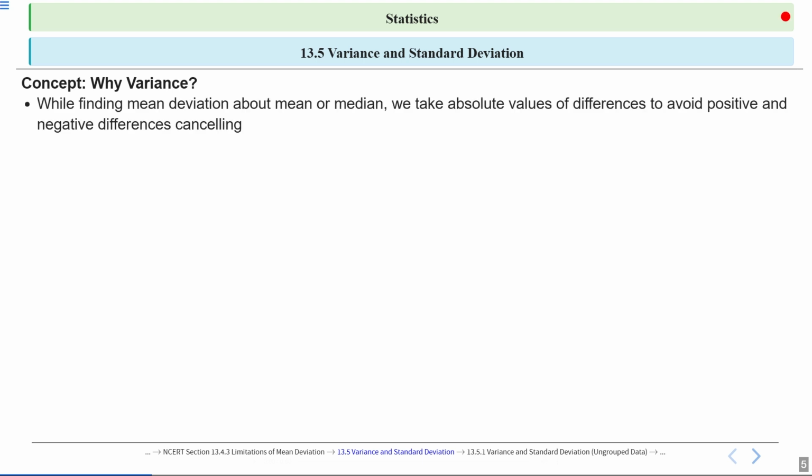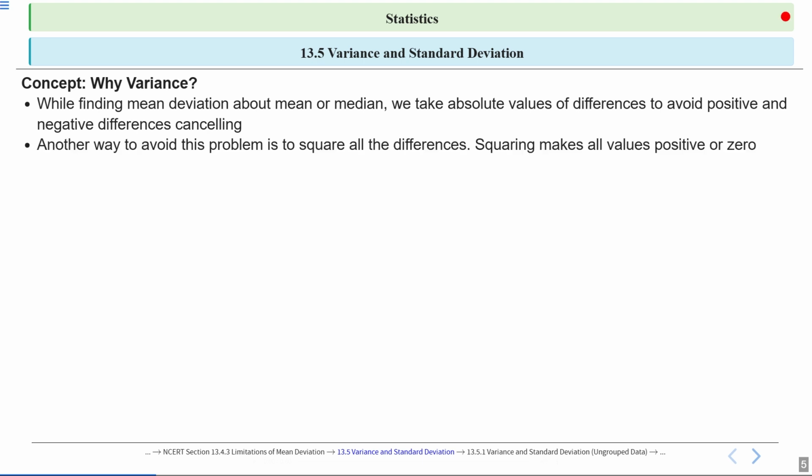First, let's recall what happens when we try to measure how far values are from the mean or median. If we just add up the differences, the positive and negative values can cancel each other out. That's why when finding the mean deviation, we take the absolute value of each difference. This way, all the differences are counted as positive, so we get a true sense of the spread. Another way to avoid this problem is to square all the differences. Squaring makes all values positive or 0.